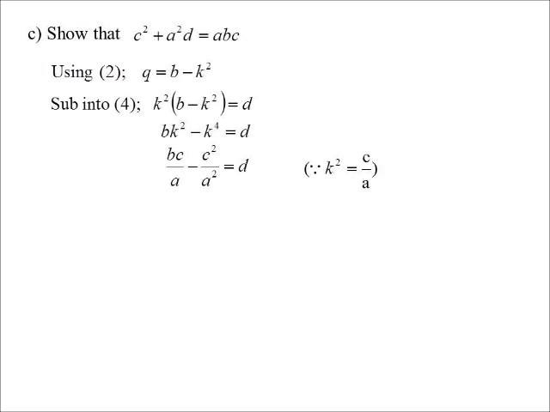I now have something that just has b's, c's, a's and d's, so it should be possible to rearrange this to get the expression that they want. Let's get rid of the fraction. Multiply everything by a squared, and we get abc minus c squared is a squared d. That's pretty much it. We just need to move some terms around, and we've got what they want: c squared plus a squared d is abc.